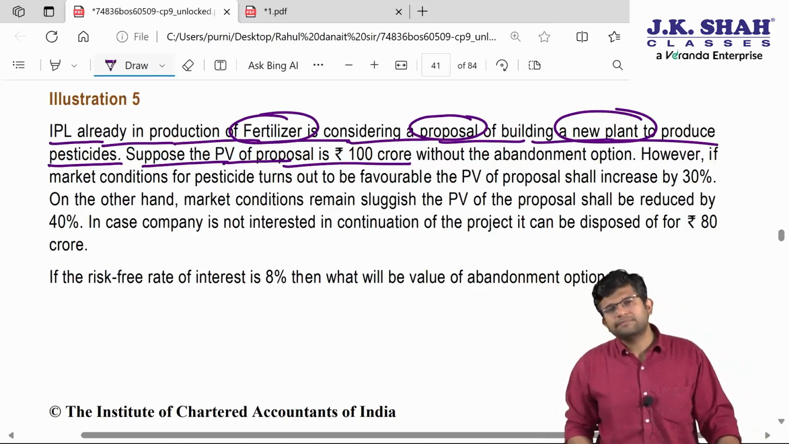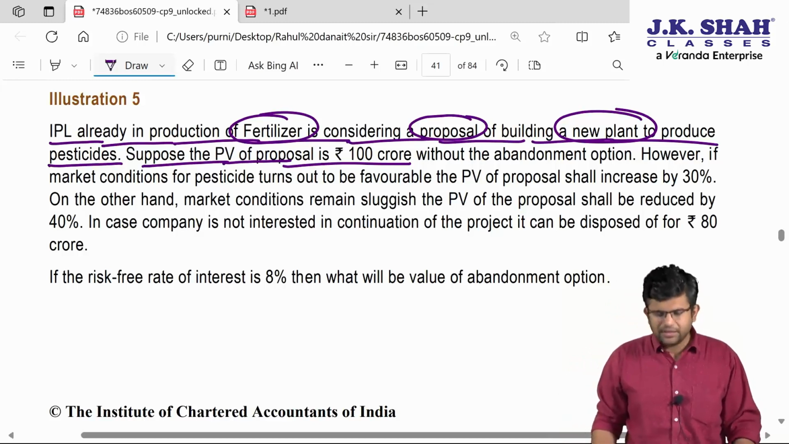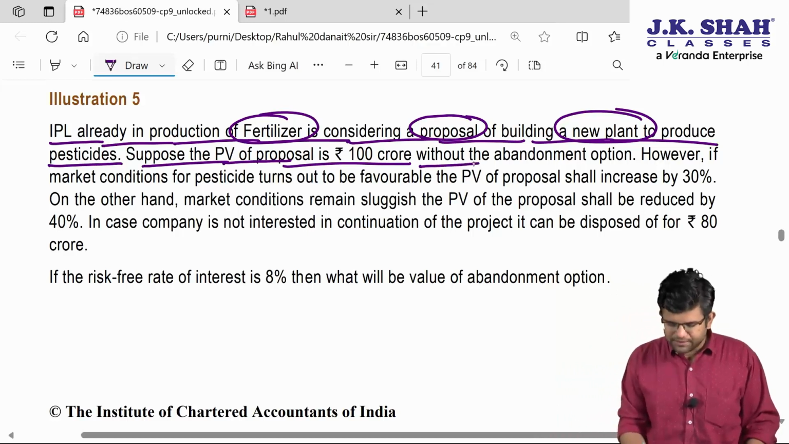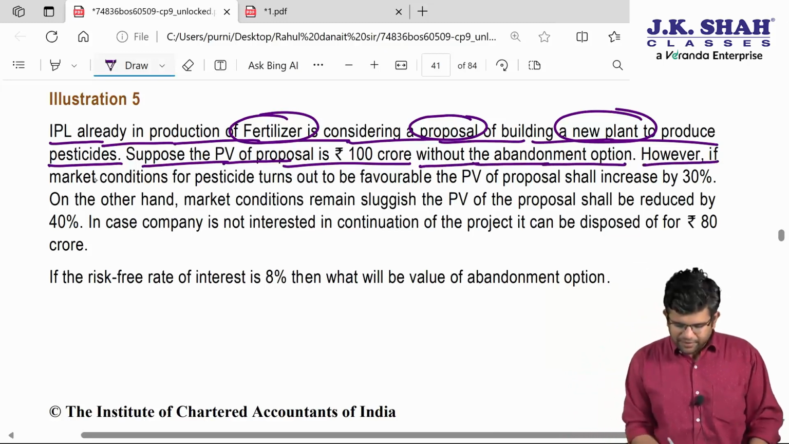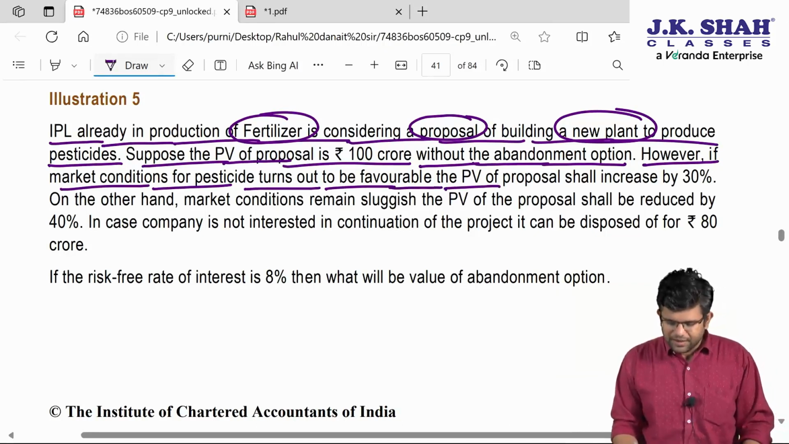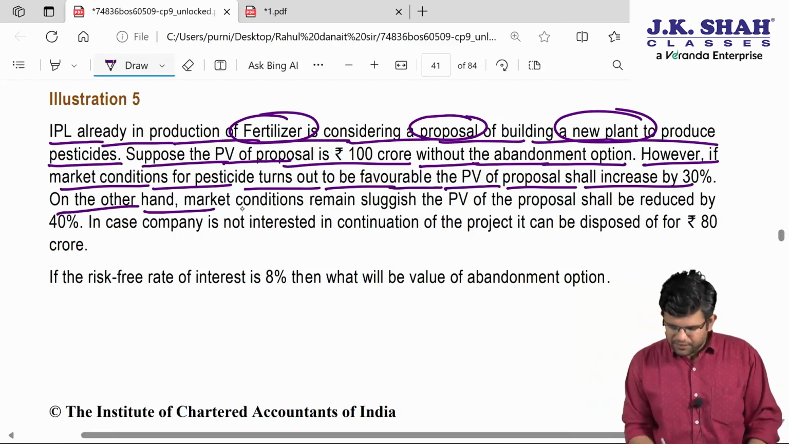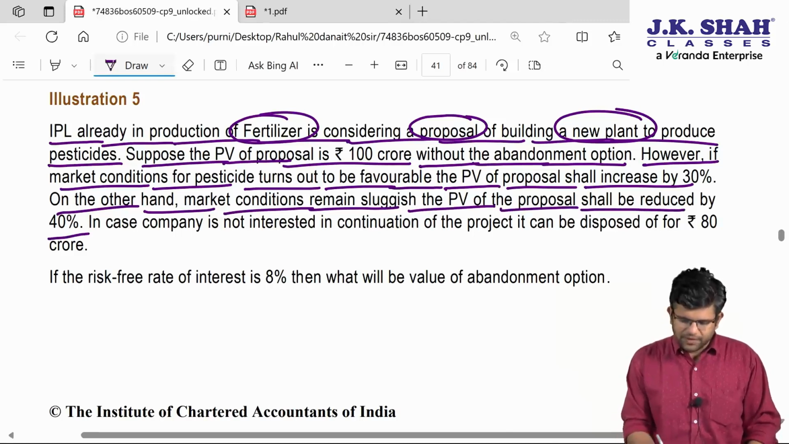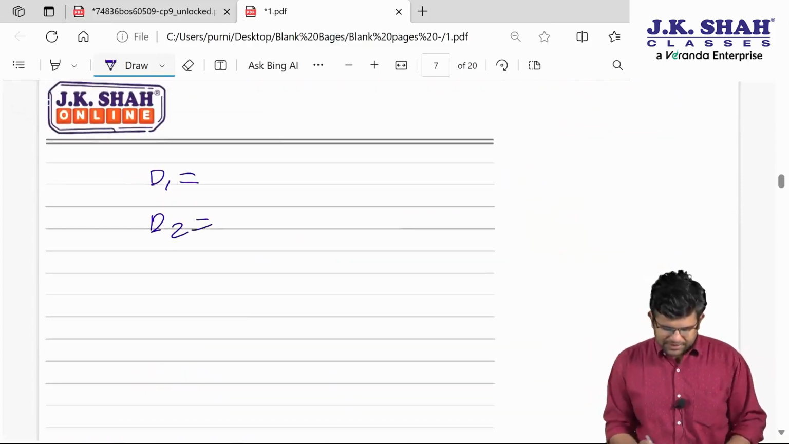If they ask you to invest 102 crores, can I say you will reject it because you are saying the max I am ready to pay is 100. Everybody clear till here? But this 100 crore is something without the abandonment option. Now what this means, let's read ahead. However, if market conditions for pesticides turn out to be favorable, the present value of proposal shall increase by 30%. On the other hand, if the market conditions remain sluggish, the present value of the proposal shall be reduced by 40%. Okay, this means that, I'll write it here.